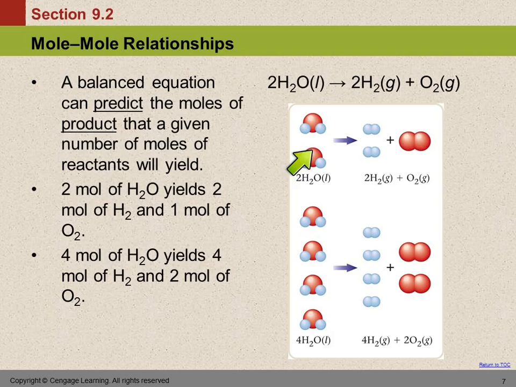So there's 2 water molecules, and that's going to make 2 hydrogen molecules. Each hydrogen molecule has 2 hydrogen atoms stuck together. There's 1, there's 2. And it will make 1 oxygen molecule. And we can see that that's balanced also.